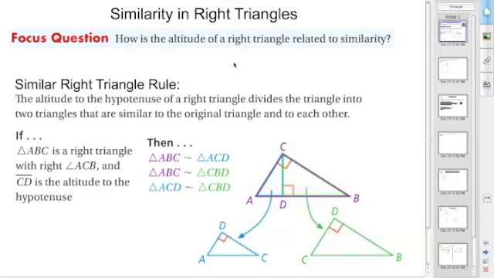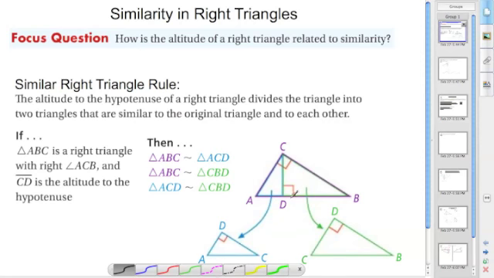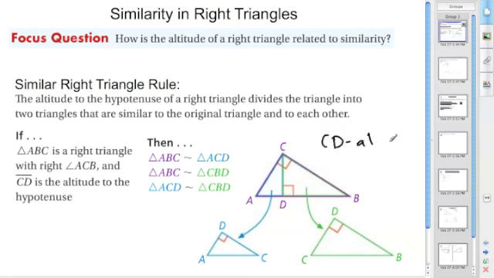Here we're going to talk about similarity in right triangles, which is finding the altitude in right triangles related to similarity. So if you draw an altitude in a right triangle from the 90-degree angle, you get three similar right triangles. If you draw in your altitude, it is CD. So then CD is your altitude. Altitude is the height of the triangle.